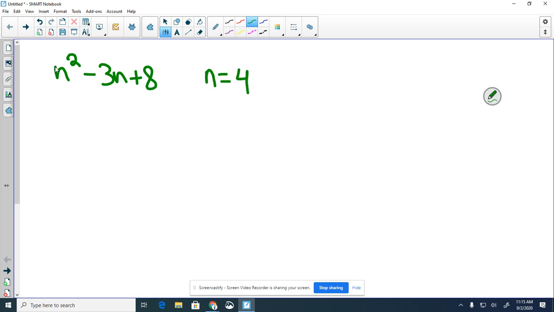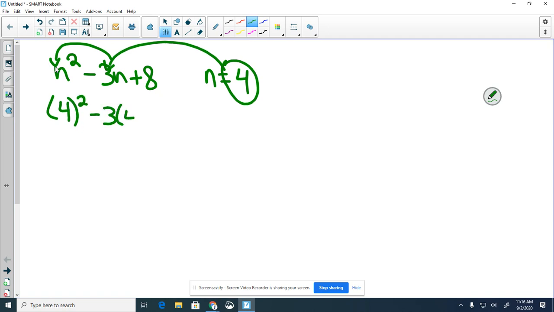Alright, so we have the expression n squared minus 3n plus 8, and we want to plug in 4 for the n. Now, what the video told you yesterday was that everywhere that variable shows up, you plug this number in. So it's going to go in here and right here. I simply took out the n and put my 4. Now we've done this, we follow the order of operations.